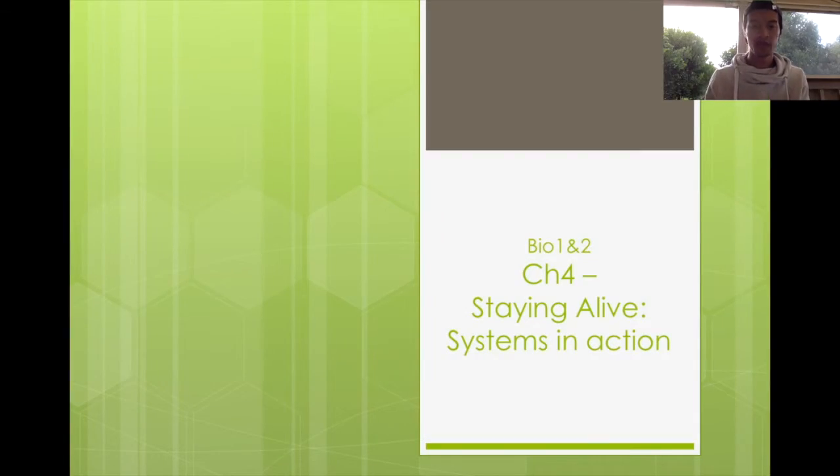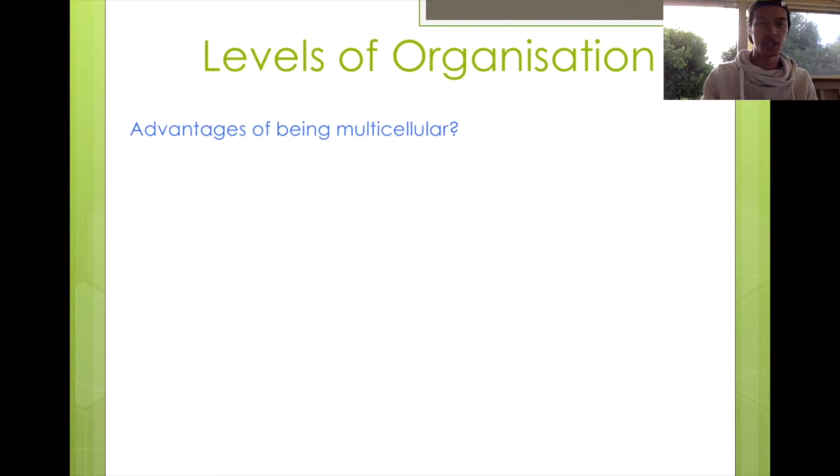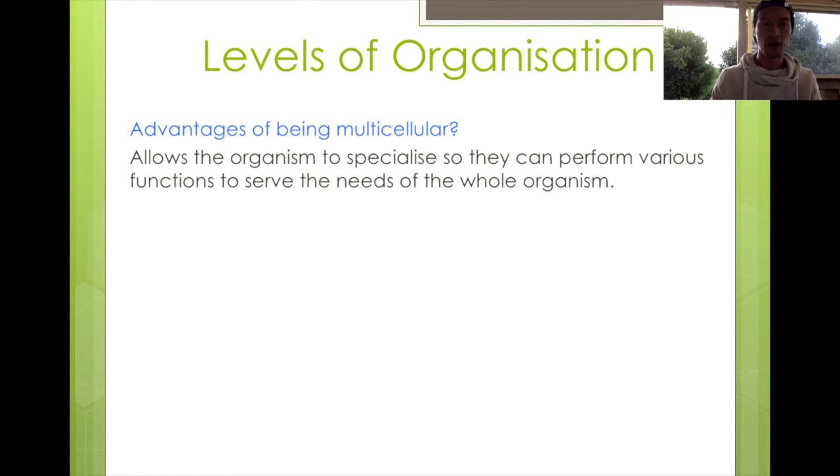Okay, chapter 4, staying alive systems in action. In this video, we're going to particularly look at levels of organization and how the body is organized. Okay, all right, levels of organization. Now, the advantages of multicellular. If you think about a multicellular organism, what are some of the advantages of having multiple cells be able to work together to perform a particular function?